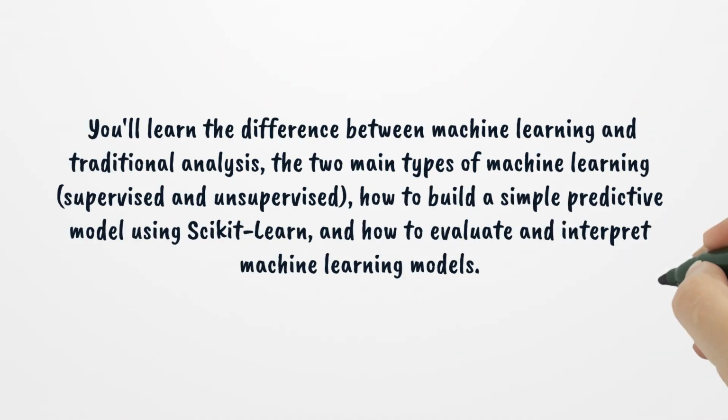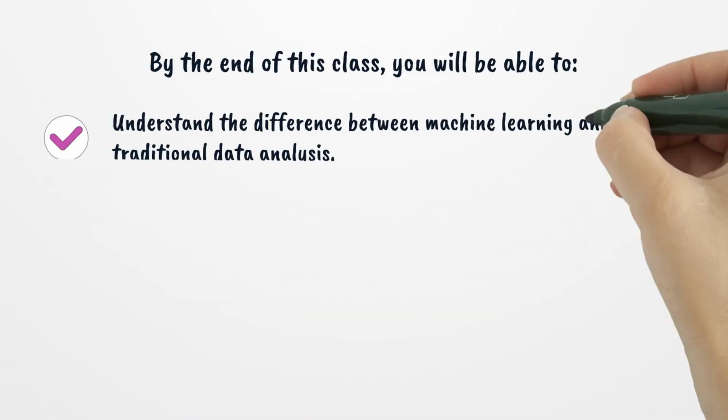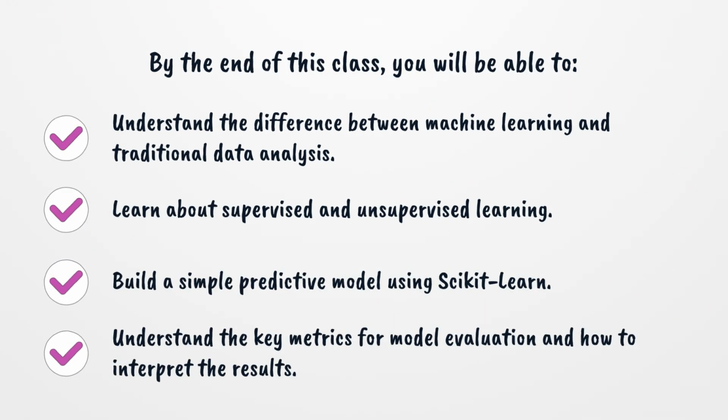You'll learn the difference between machine learning and traditional analysis, the two main types of machine learning, supervised and unsupervised, how to build a simple predictive model using Scikit-learn, and how to evaluate and interpret machine learning models. By the end of this class, you will be able to understand the difference between machine learning and traditional data analysis. Learn about supervised and unsupervised learning. Build a simple predictive model using Scikit-learn. Understand the key metrics for model evaluation and how to interpret the results.